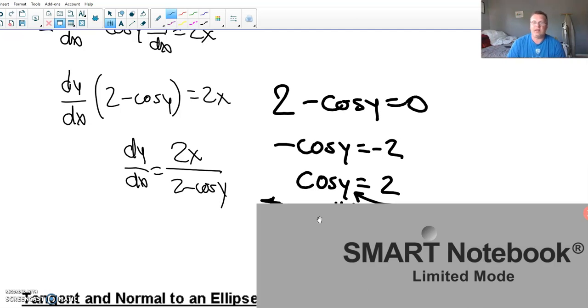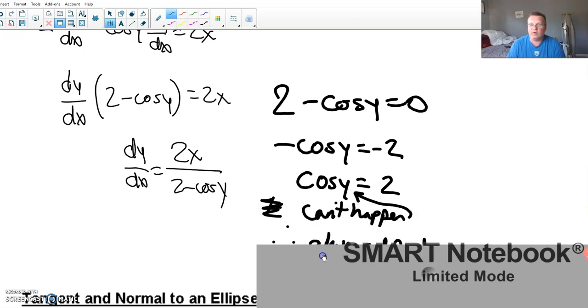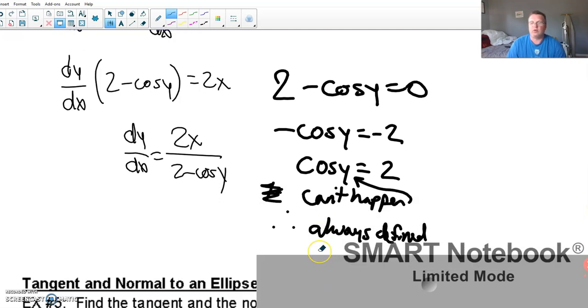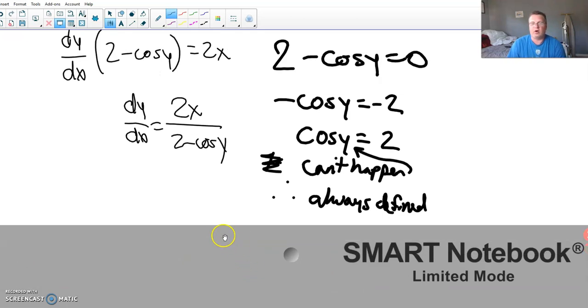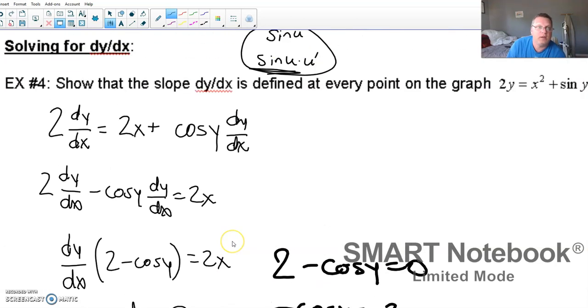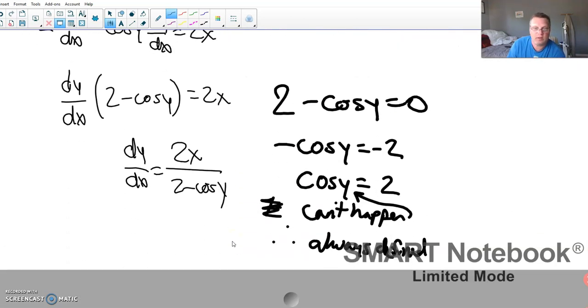Because when you're looking at your range, cosine only goes from -1 to 1, okay? So since that is the case, it can never happen that the cosine of an angle will give you 2, so therefore it is always defined, okay? And that's how you would prove it. So that's how you show the slope is defined at every point.